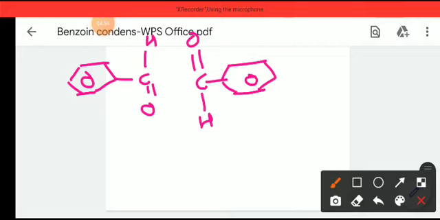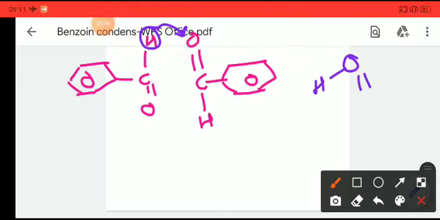So what happens, this hydrogen will be attached to the O, and as there is O, we know that oxygen can form only two bonds. So oxygen is making a bond with hydrogen, and it has the double bond with carbon.